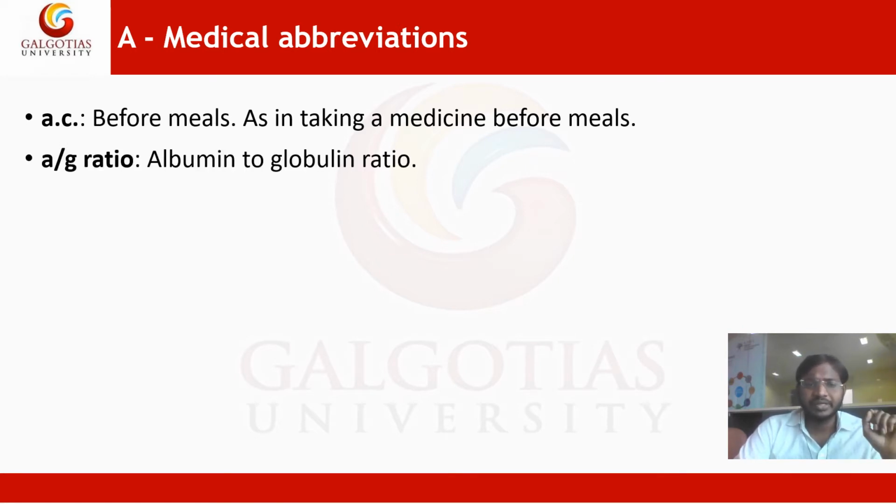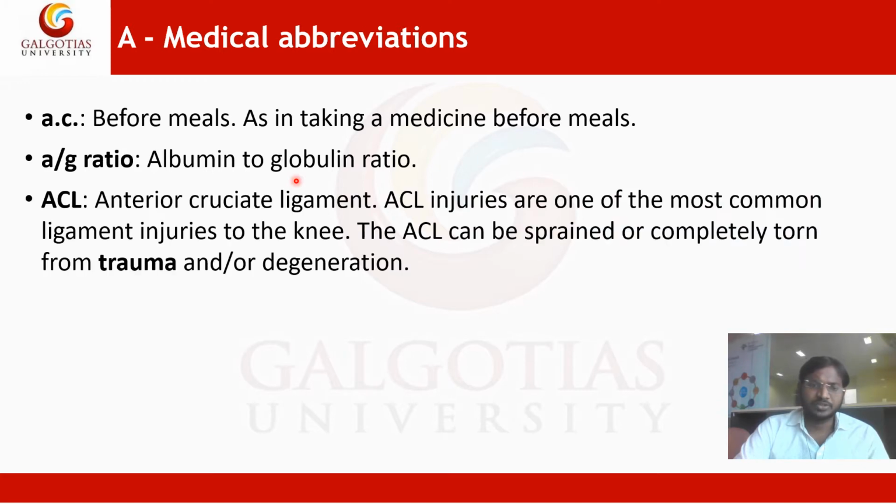And next one, A by G ratio, albumin and globulin ratio. For the albumin and globulin ratio, we take the albumin result and divide it by the globulin result, and we will get it. You will understand this clearly when you study it in second year. In your subjects there is also biochemistry. You can learn that.